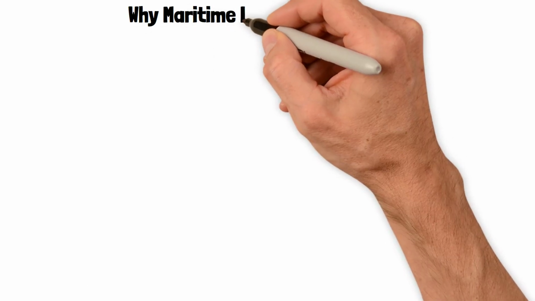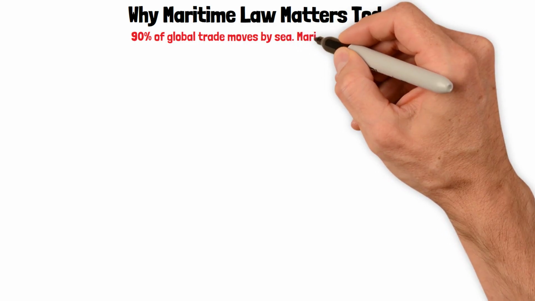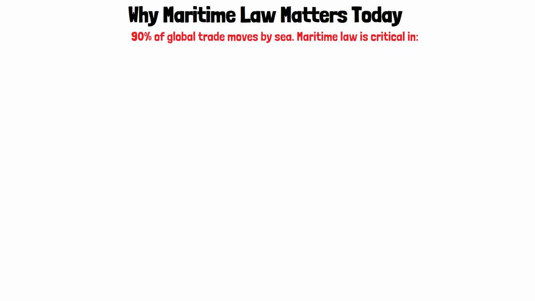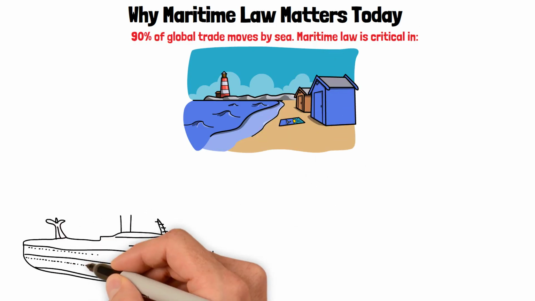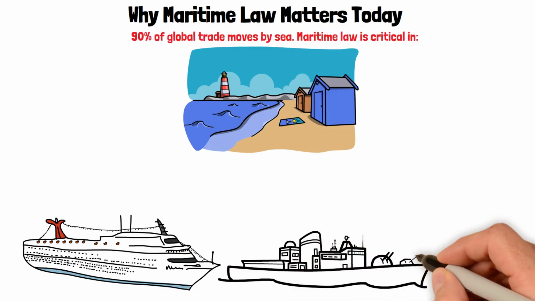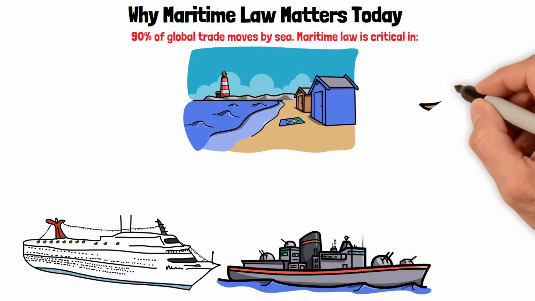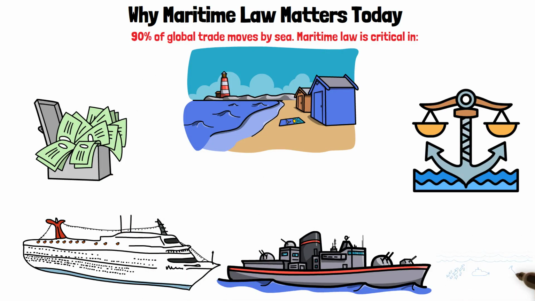Why maritime law matters today. 90% of global trade moves by sea. Maritime law is critical in resolving cross-border commercial disputes, regulating shipping safety and crew welfare, enforcing international environmental standards like oil spill laws, handling piracy, illegal fishing and smuggling, and governing maritime boundaries and territorial claims.